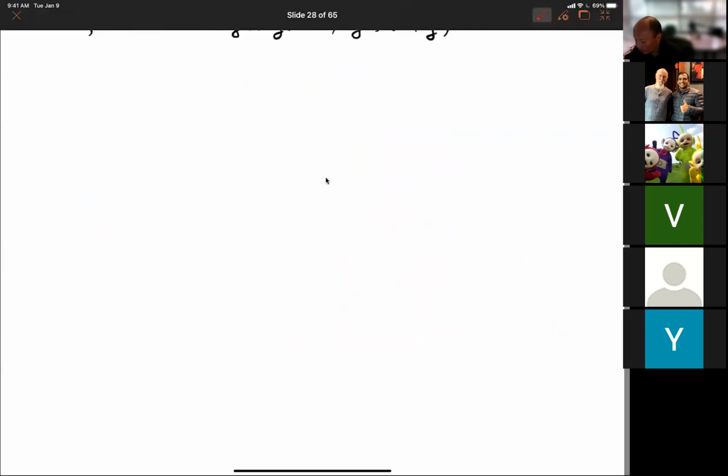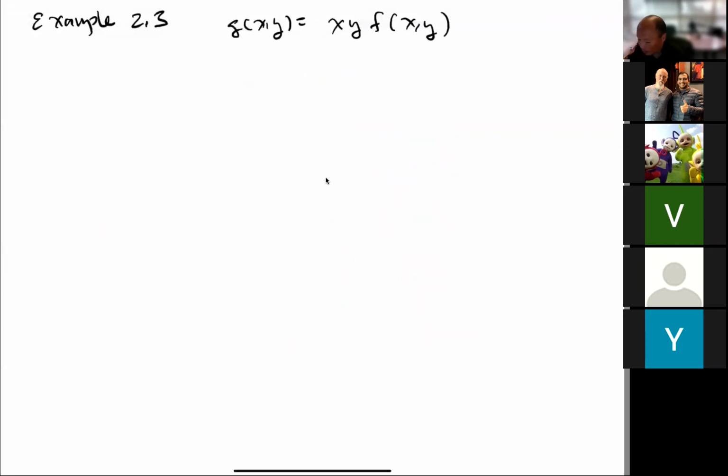Let's look at the next example. So this is example 2.3. g of x, y equals x y times f of x, y. So once again, we can think of putting in an input f, and it's going to go through our system, and the output will be x y times f.